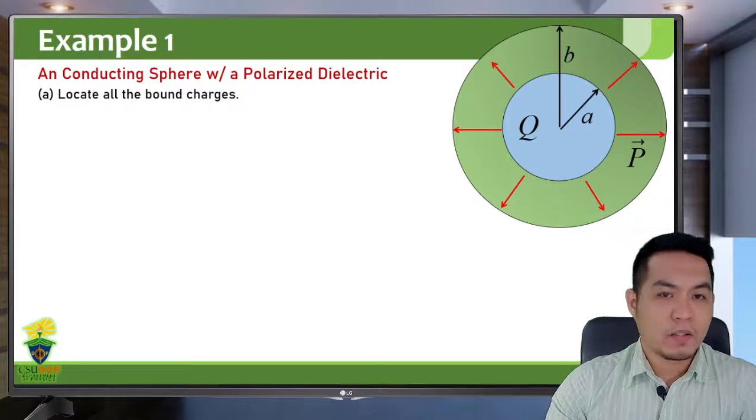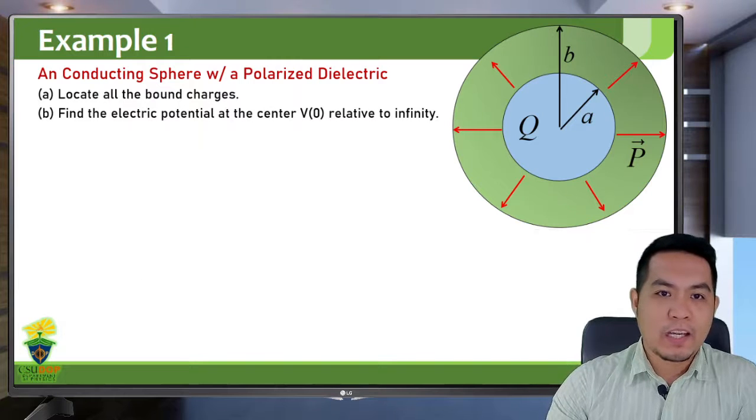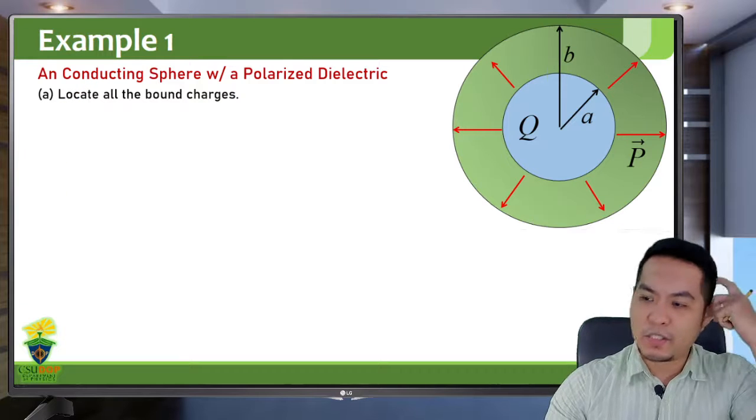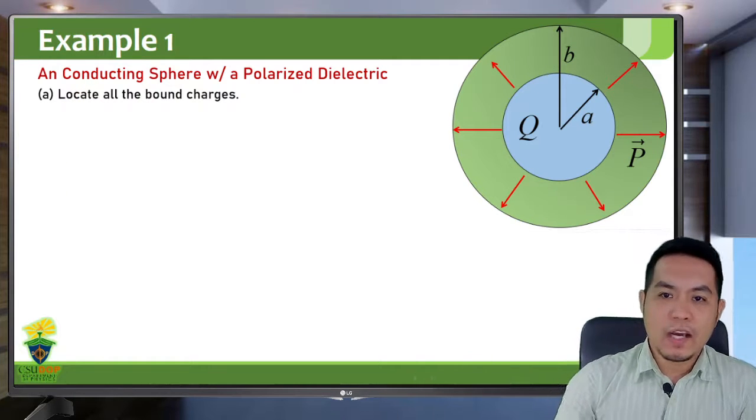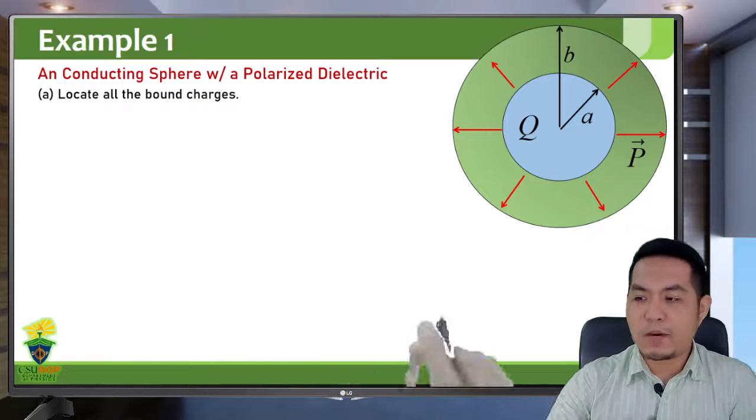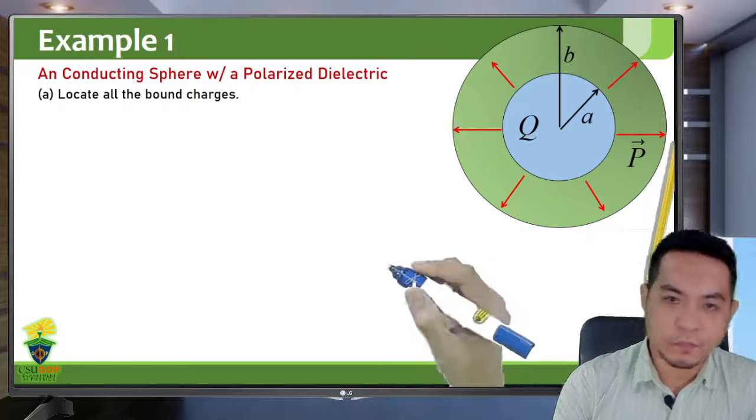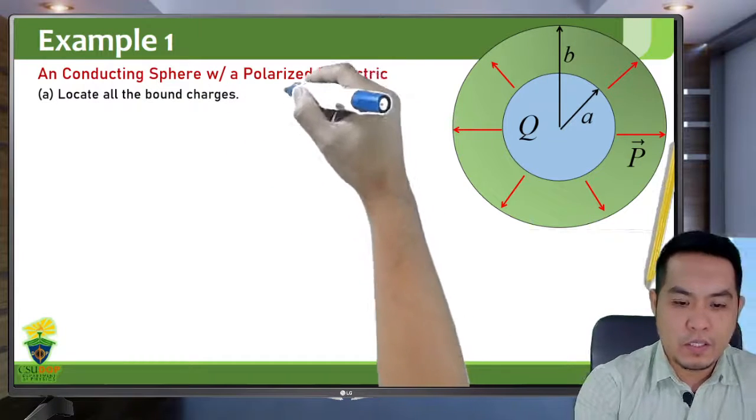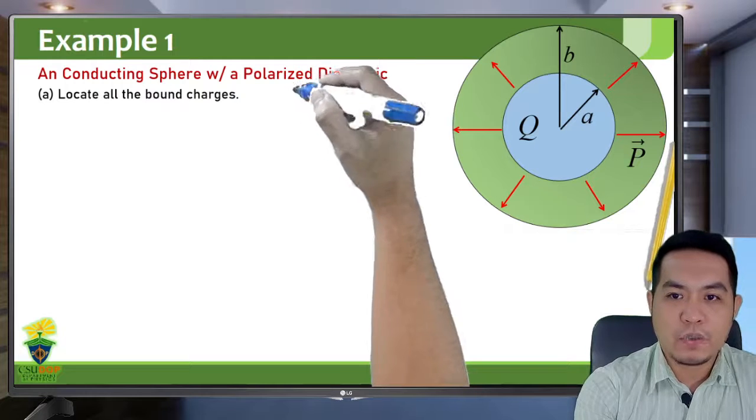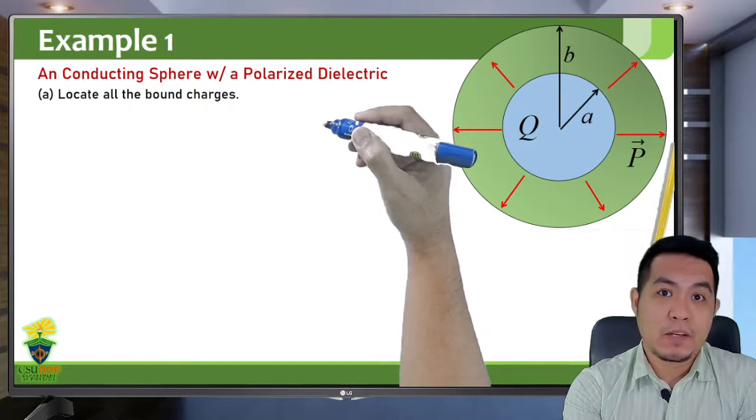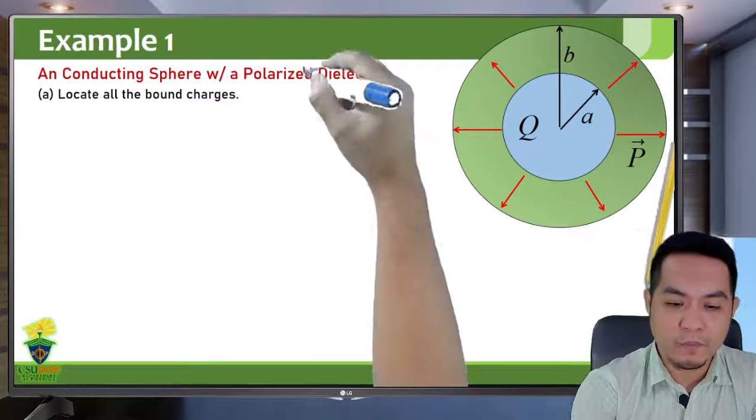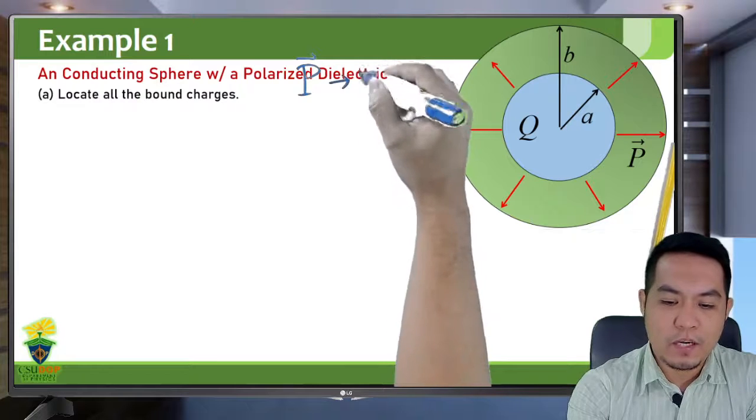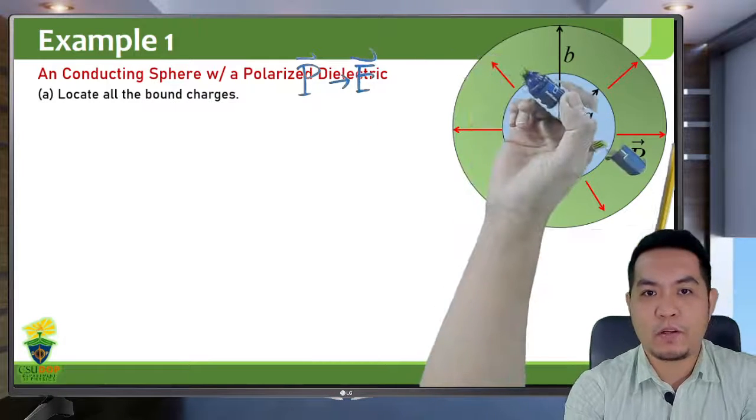You are asked to locate all of the bound charges and find the electric potential at the center relative to infinity. So let's first start with the first problem. We are asked to locate all of the bound charges. If you will notice, for the bound charges, you need the polarization P, because the bound charges depend on the polarization. But we cannot solve for the polarization if we don't know the electric field. So we still need to find the electric field also.